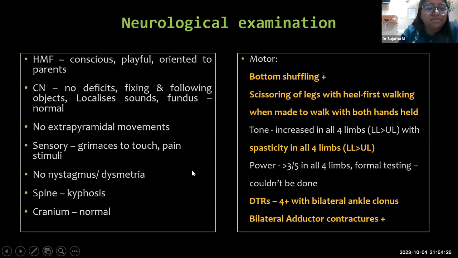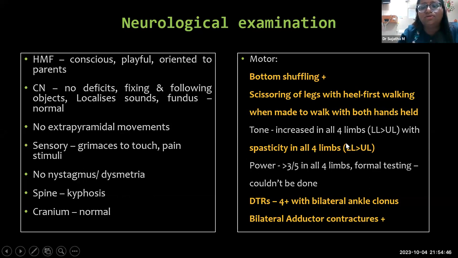So the neurological examination: the child was conscious, playful, oriented to parents. There were no cranial nerve deficits. The child was able to fix and follow objects. No extrapyramidal movements. Sensory and other examination were essentially normal, except for the kyphosis in the spine. Motor examination revealed bottom shuffling, scissoring of legs with heel first walking when made to walk.